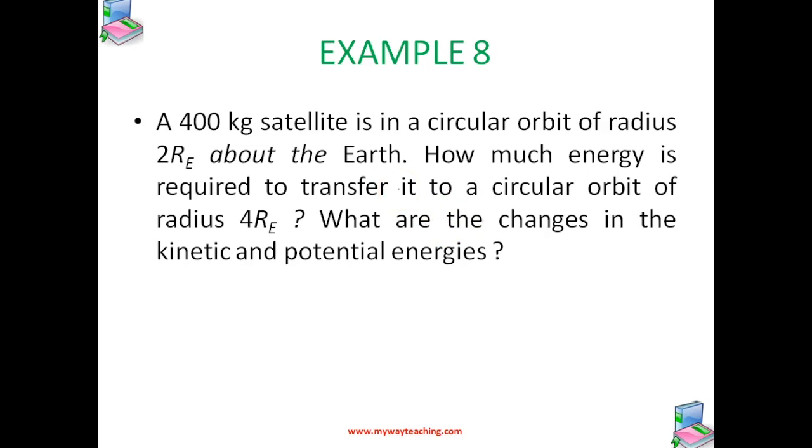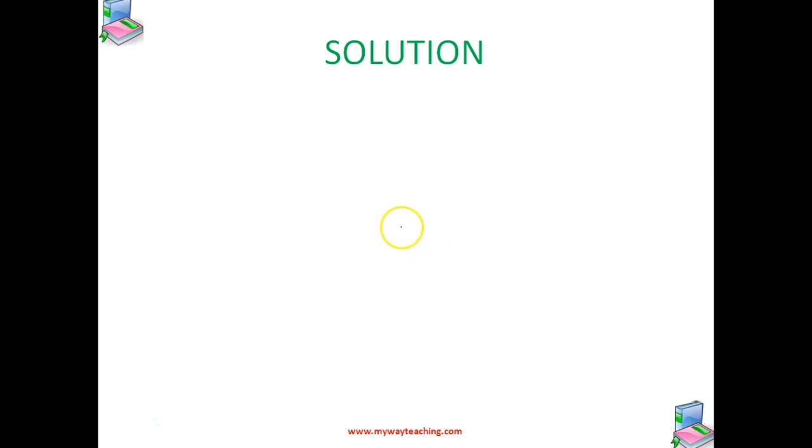Now let us see a very simple problem. A 400 kg satellite is in circular orbit of radius 2RE about the earth. How much energy is required to transfer it to a circular orbit of radius 4RE? So, what are the changes in the kinetic and potential energies? So, this is the question. Let us find the solution for this.